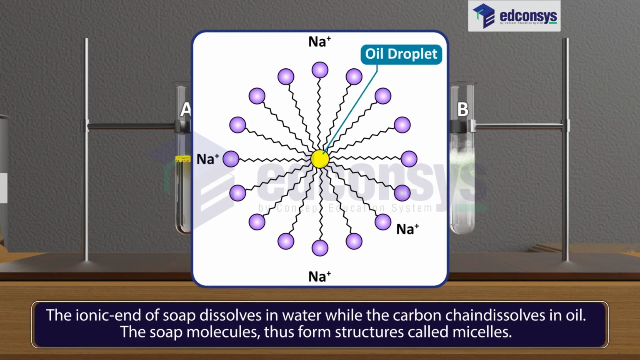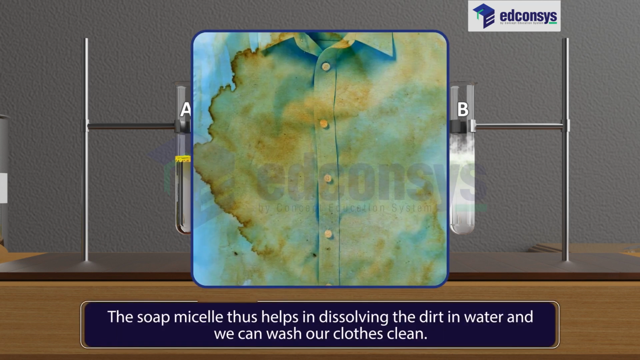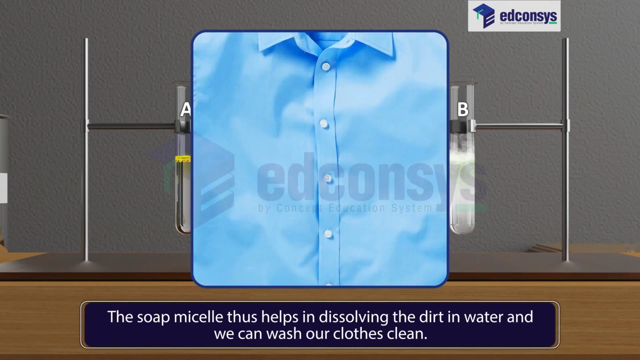The ionic end of soap dissolves in water while the carbon chain dissolves in oil. The soap molecules thus form structures called micelles, where one end of the molecules is towards the oil droplet while the ionic end faces outside. This forms an emulsion in water. The soap micelle thus helps in dissolving the dirt in water and we can wash our clothes clean.